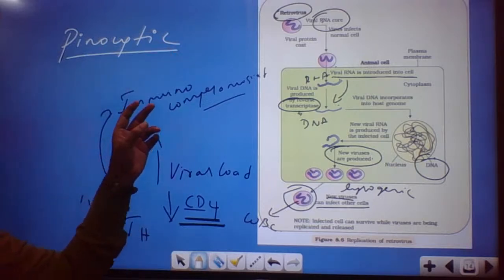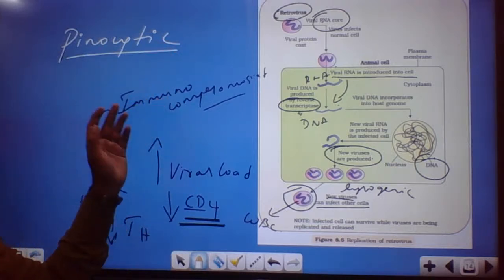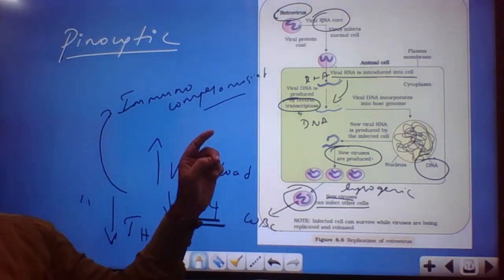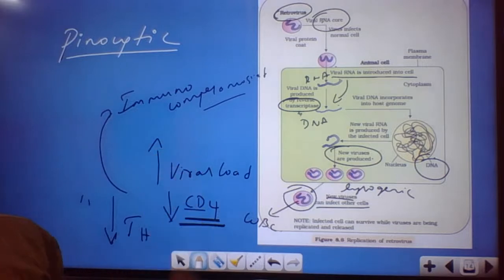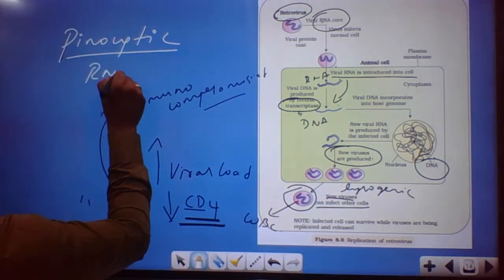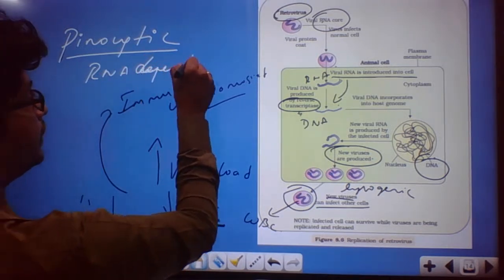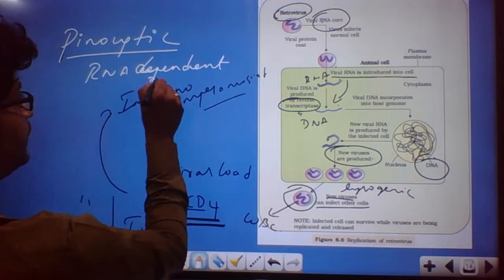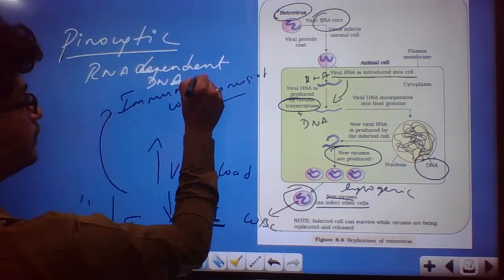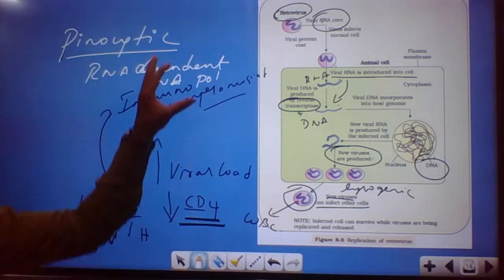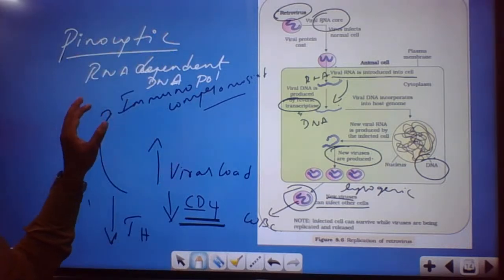Pinocytic is a type of replication where you can see the RNA getting converted to DNA, by means of the enzyme RNA dependent DNA polymerase. So this is the end part of this HIV life cycle.